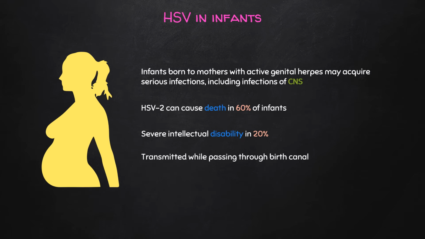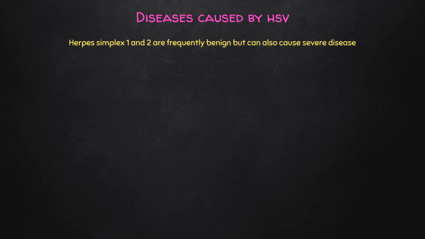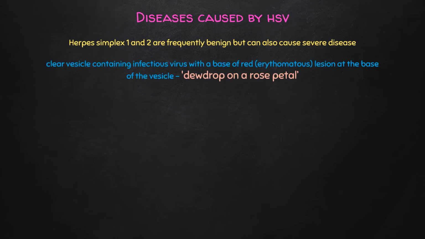If active genital herpes is diagnosed in a pregnant woman near term, cesarean is usually recommended. Herpes simplex 1 and 2 are frequently benign but can also cause severe disease. In each case, the initial lesion looks the same: a clear vesicle containing infectious virus with a red, erythematous base. This is often referred to as a dewdrop on a rose petal.